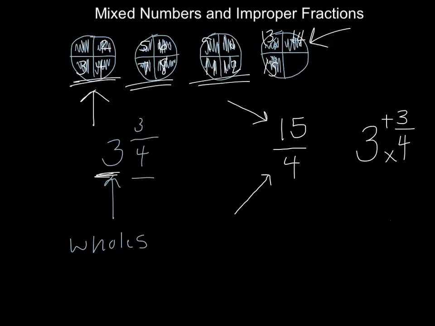PEMDAS tells me that I have to use multiplication first. So I'm going to bring this problem around. 4 times 3 is 12. 12 plus 3 equals 15. And my denominator stays 4. So 3 3/4 as a mixed number is equal to 15 fourths.